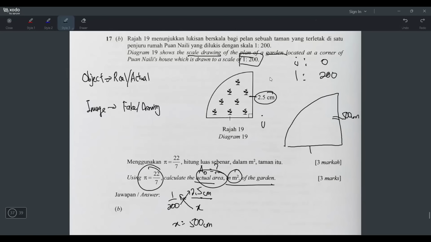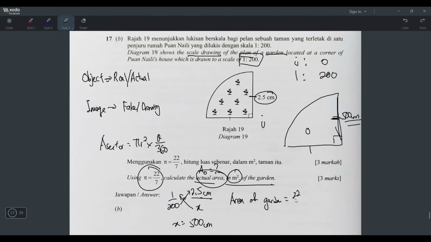Yeah, 2.5 is the drawing, the image. But for the object, the radius is actually 500 cm. And now you sudah tahu dia punya radius. Now you can find the area lah. So the area of garden will be what? The actual area of the garden. Okay, this is a sector. So to find the area of a sector, the formula is pi r square times theta over 360. Because pi r square is how you get the area of a full circle. But since you only want part of the circle, you times with theta over 360.